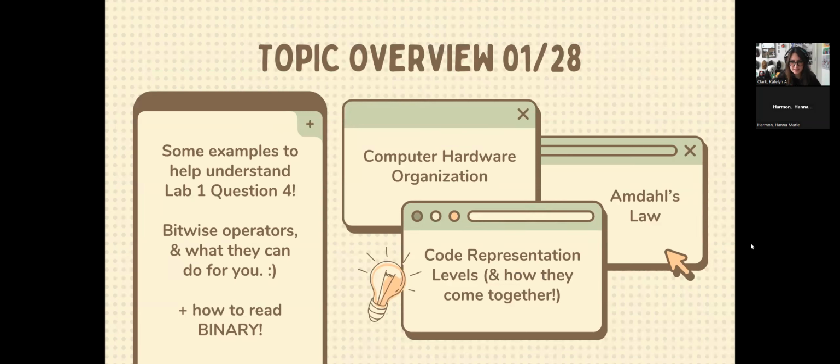So this week's overview is gonna talk about hardware organization, Amdahl's law, code representation levels, compilation, as well as just a few things to help understand question 4, like bitwise operators and reading binary.